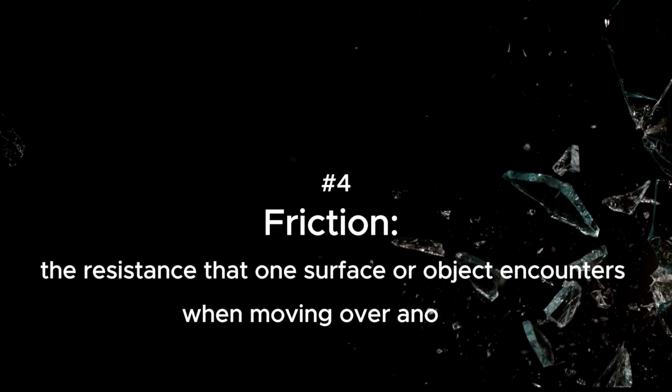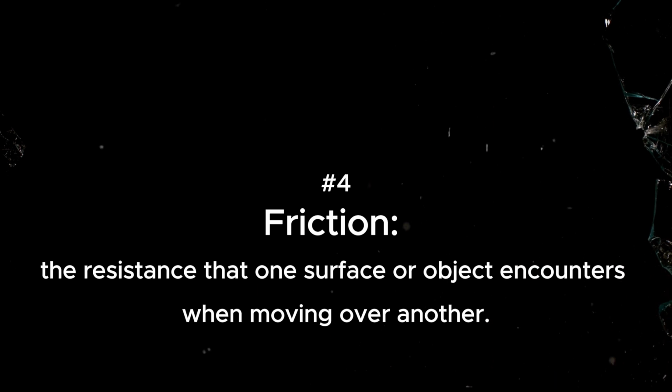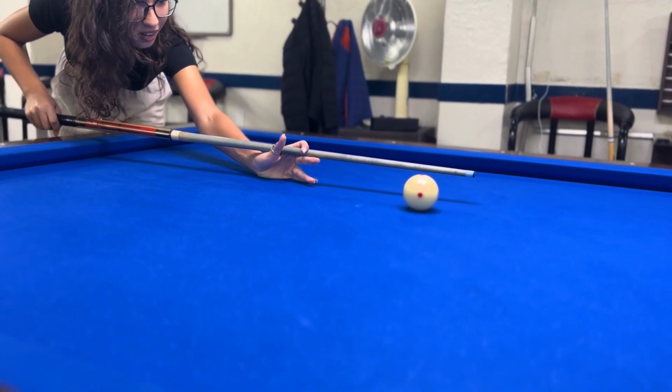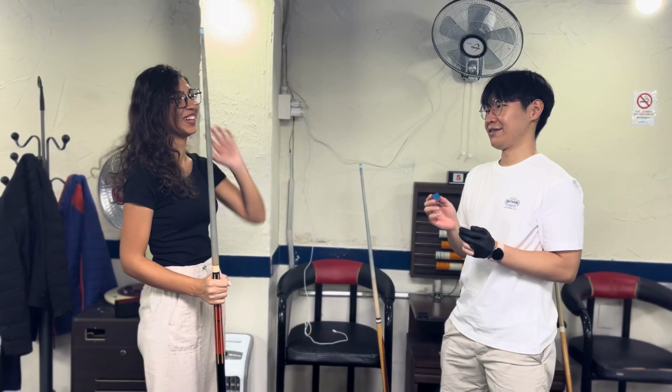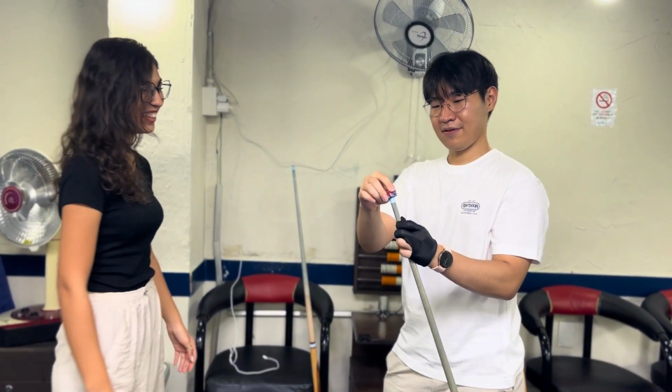Now, of course, we cannot ignore the friction. Friction is the resistance that one surface or object encounters when moving over another. Wow, Lina missed the shot. She's ignorant about the friction. Let's see what she's doing.